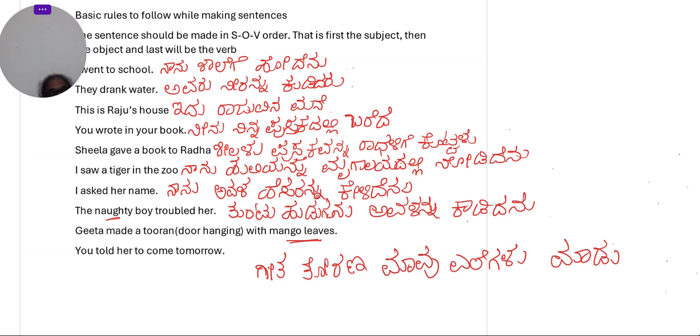Now first, Geeta is a subject. So for the subject we have to add u. Geeta plus u. Then torana is the object. So torana plus annu. Now mavu elegalu, with mango leaves. She made that wall hanging with mango leaves. So here it will be mavu and elegalu.